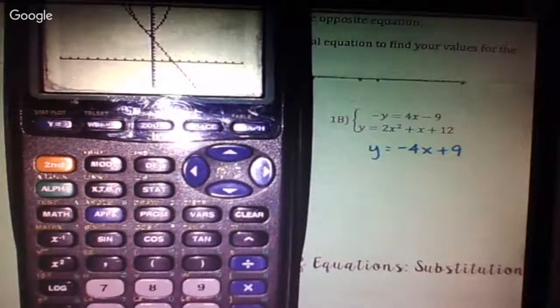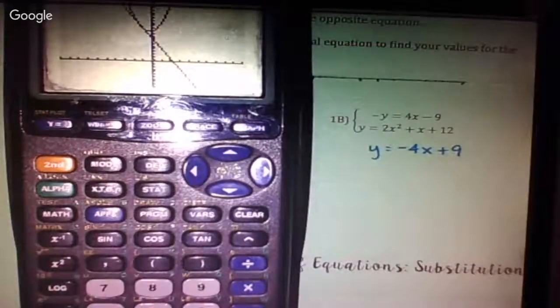Parabola? I don't see my parabola. You don't see your parabola? I don't get one. Window 25. Change your y max to 25. I didn't change my graph back. I didn't clear out my calculator. That's why you can see it still.